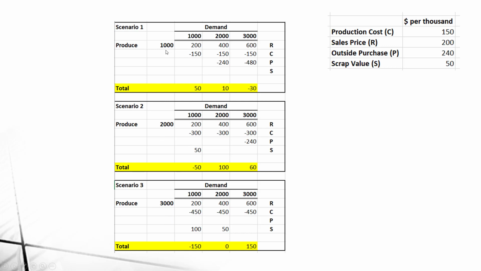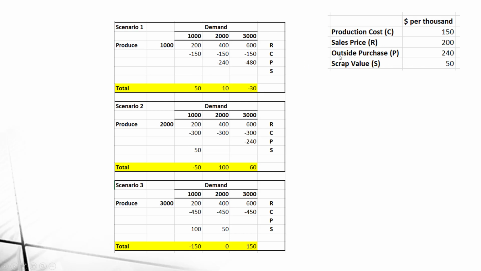If they produce 1,000, you can look at each one of these, and I re-put my table over here, then I could see that the revenue, the sales price, would be 200. For demand of 2,000 would be 2 times that value, and then 3,000 would be 3 times that value. Okay, so that would give me my sales price. And then the next line here is my cost, where if we're only producing 1,000, and this is per 1,000, then my cost for each one would be 150.